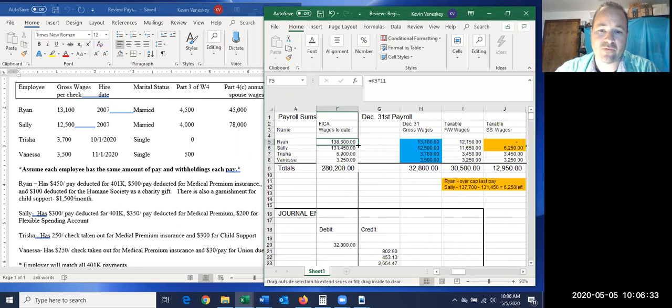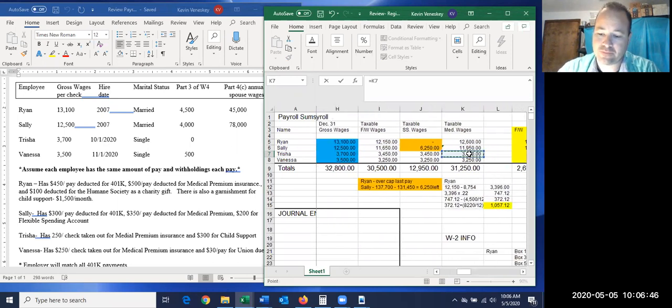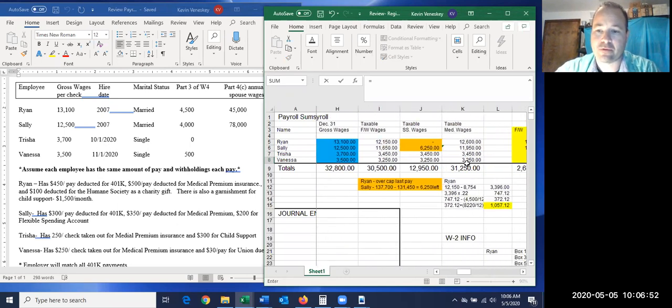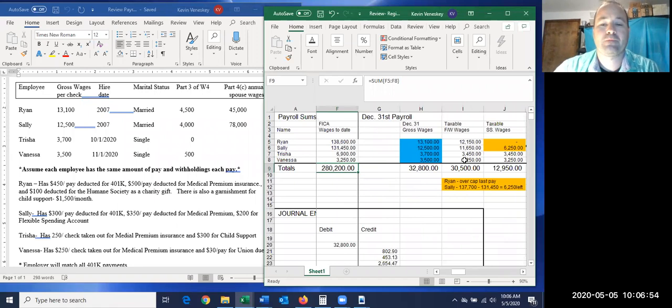And then the same thing for Sally. But I do not want to do the same thing for Trisha, because Trisha started, as you can see over here, in October. So she's only worked 2 months. And Vanessa only worked last month in November, so I don't even need to multiply that by anything, just one. Now I have the FICA wages, so I can look at caps.